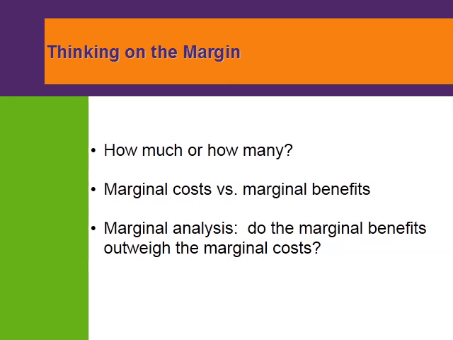Economists assume that people will choose actions only if the marginal benefits outweigh the marginal costs. So, if the marginal costs outweigh the marginal benefits, you'll choose not to do that activity.